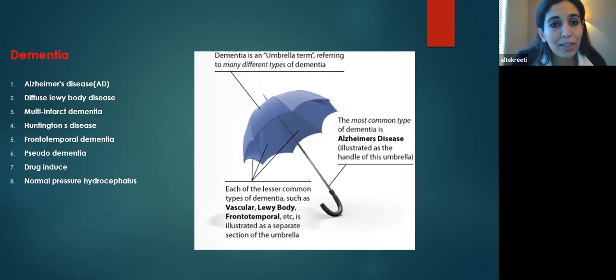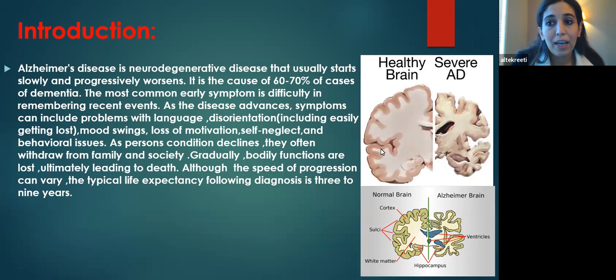So in my presentation, I'm going to talk about Alzheimer's. Alzheimer's disease is a neurodegenerative disease that usually starts slowly and progressively gets worse. It takes up 60 to 70% of the causes of dementia. In this diagram, we're going to see a comparison between the brain of a patient with Alzheimer's atrophy and a brain section of a person with a healthy brain.